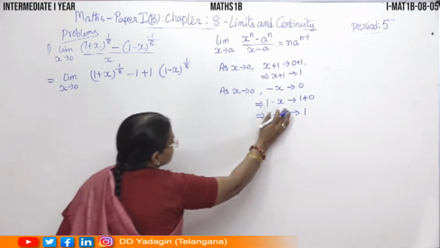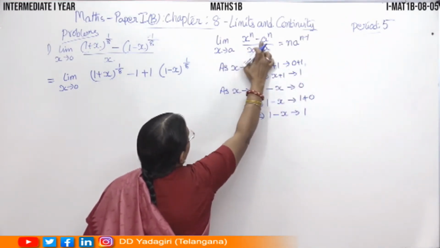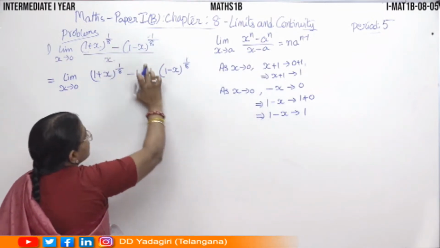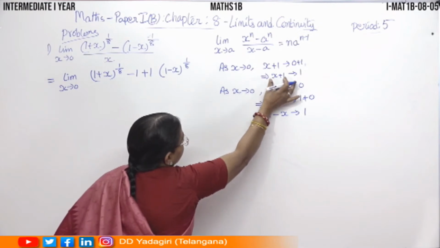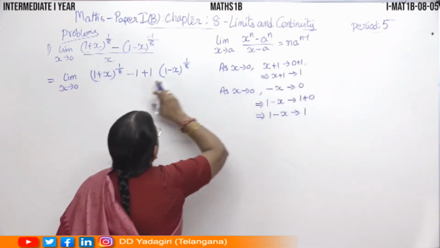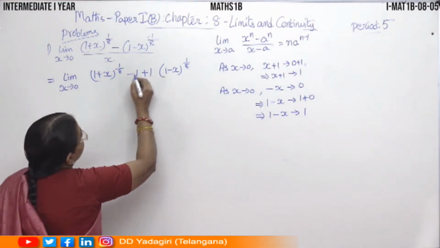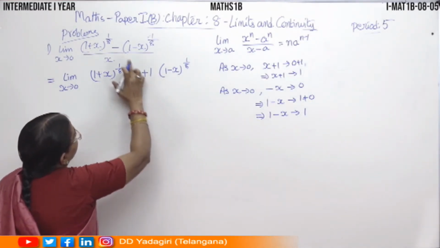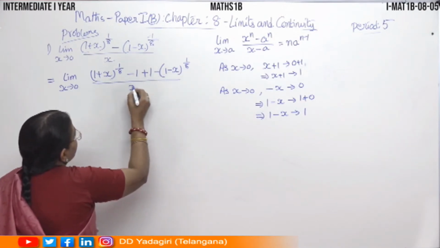This is our x tending to a. The a here is 1, so that a is missing here. You have x power n minus a power n. This is our x and this is our a. The a, which is 1, is missing. So we'll add and subtract 1. So subtract 1, add 1, and then this minus will be there as it is, by x.